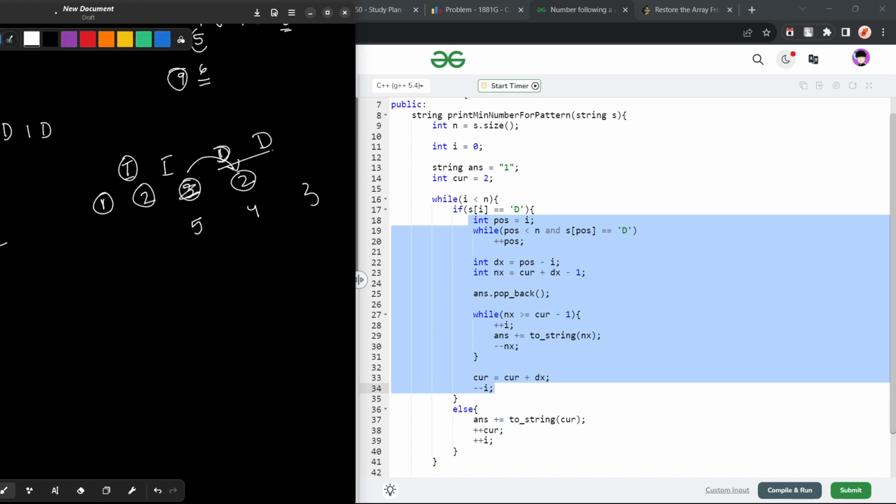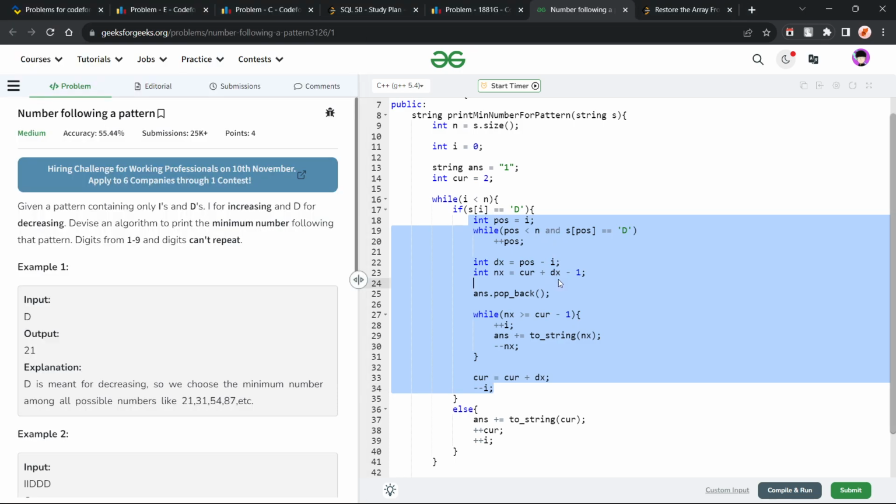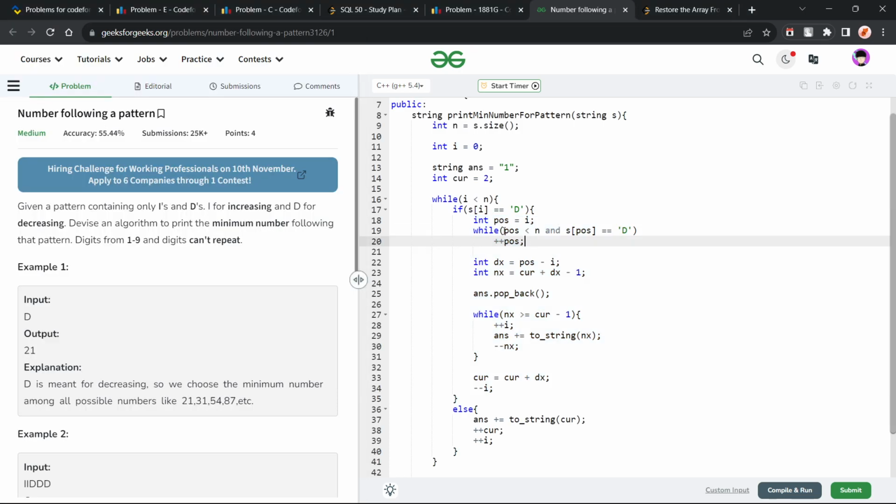So I just have to count the number of consecutive Ds. This is exactly what I'm trying to do here. I'm trying to count the number of consecutive Ds, and I'm going to increment my current value with that many numbers. So why does the answer pop back?